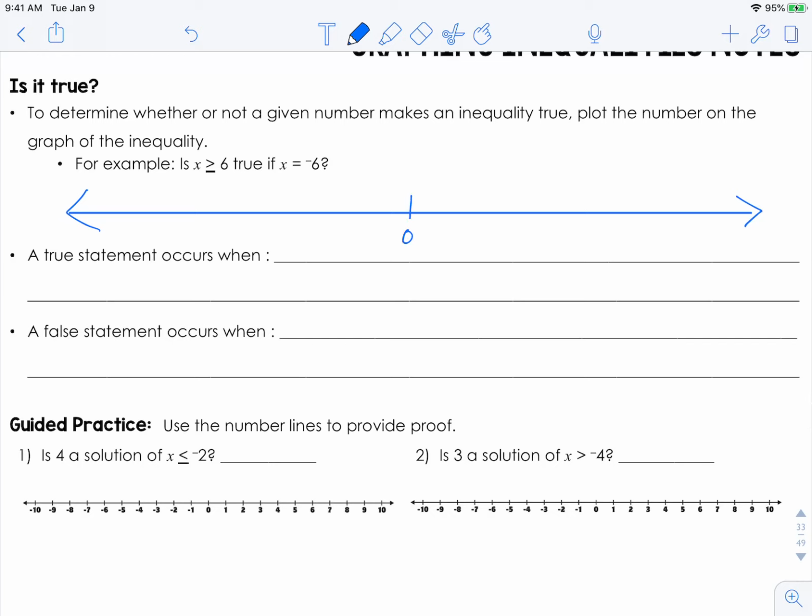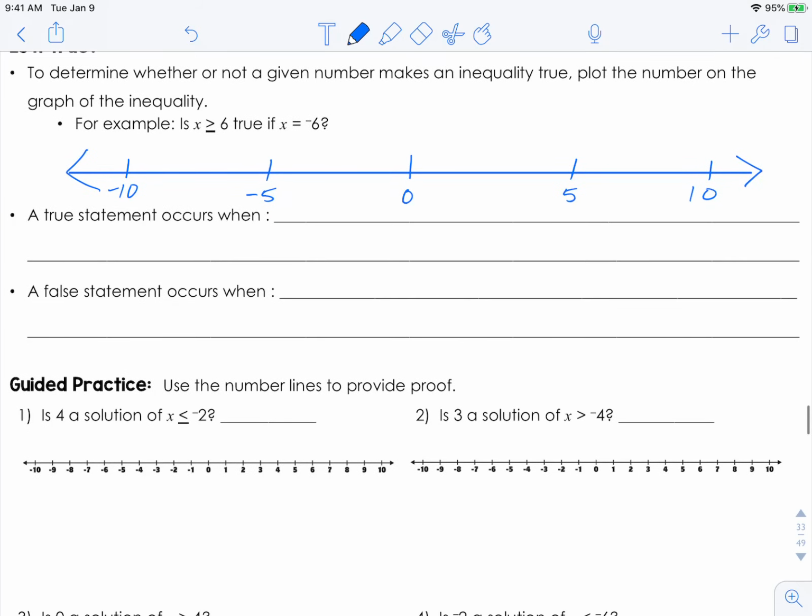And here's what I recommend doing. Pick 0 in the center. You can estimate where 10 and negative 10 are, and then go halfway, and you can estimate where 5 and negative 5 are. And then we'll add in 1, 2, 3, 4, 1, 2, 3, 4, and so on. This is not perfectly spaced, but for your homework or for working at home, when you're just sketching things out, it's okay.